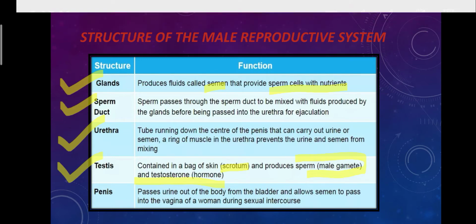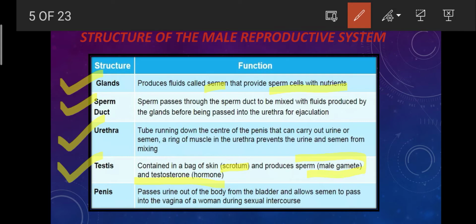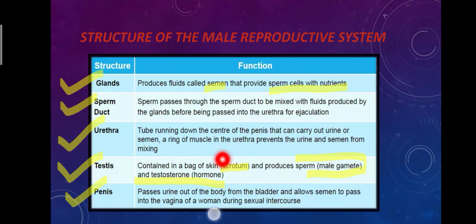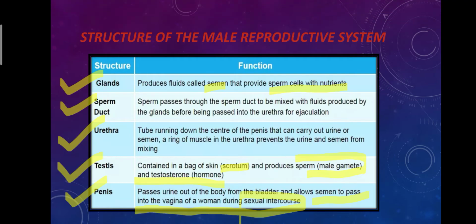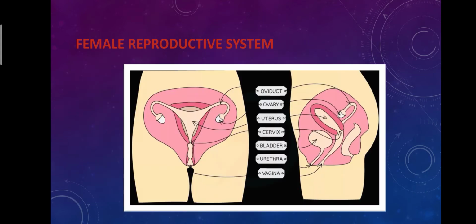Another structure of the male reproductive system is the penis. The penis passes urine out of the body from the bladder and it also allows the semen to pass into the vagina of a woman during sexual intercourse. So these are the structures and functions of the male reproductive system. Now we will see the female reproductive system part.